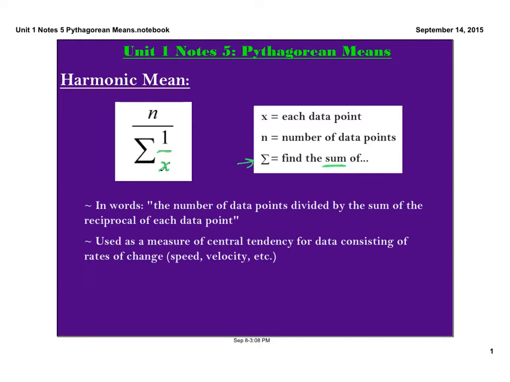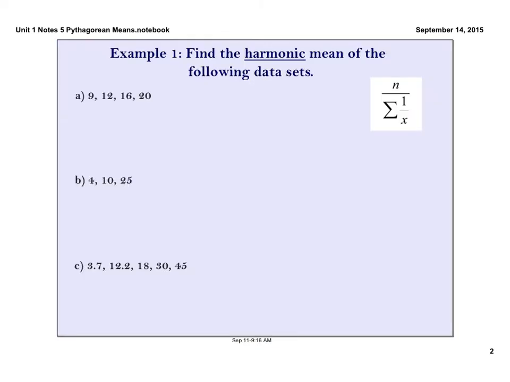So we use the harmonic mean when we're looking at rates of change. We use it with velocity, we use it with speed. A lot of things in physics come with the harmonic mean. So let's just practice finding the harmonic mean and calculating that, what that would look like in the formula.